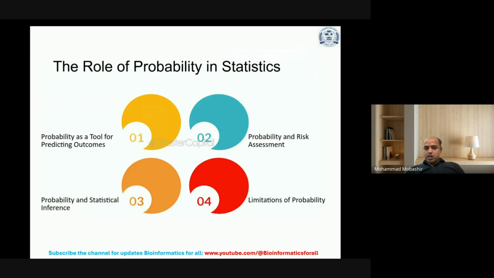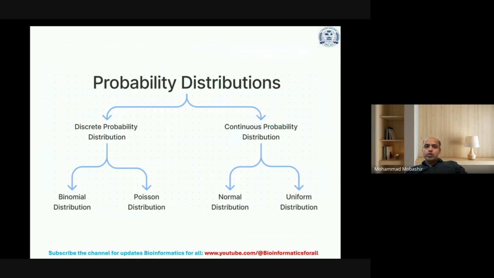So you can use the probability to predict the outcomes. Then probability and risk assessment can be done. Then probability and statistical inference could be analyzed. And then limitations. There are certain limitations of probabilities also.